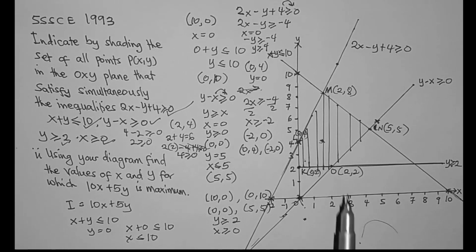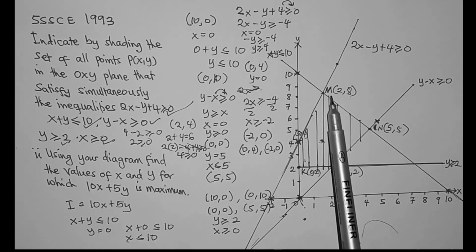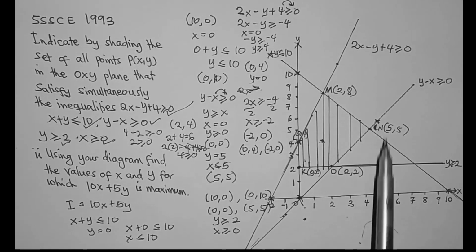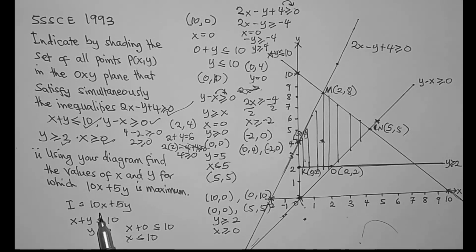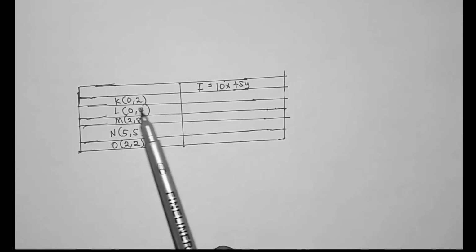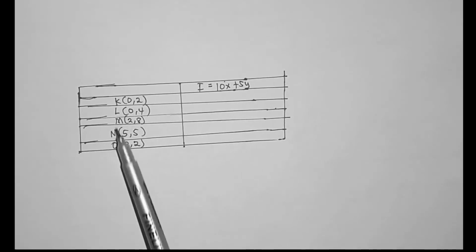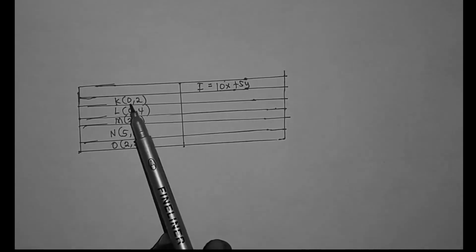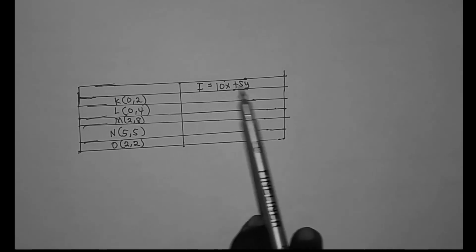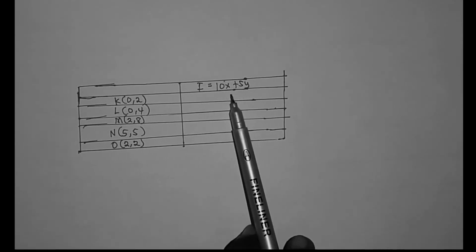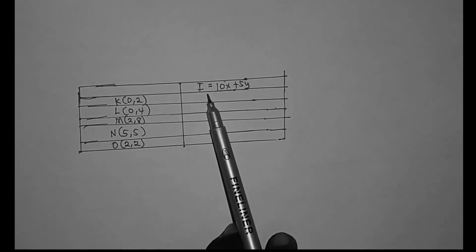So what we will then do is take these coordinates of K, L, M, N, and O and put them in the objective function, and then find the value for which the objective function I equals 10x plus 5y is maximum. So having gotten the various points, we'll put the various coordinates into this expression and find the values of I.